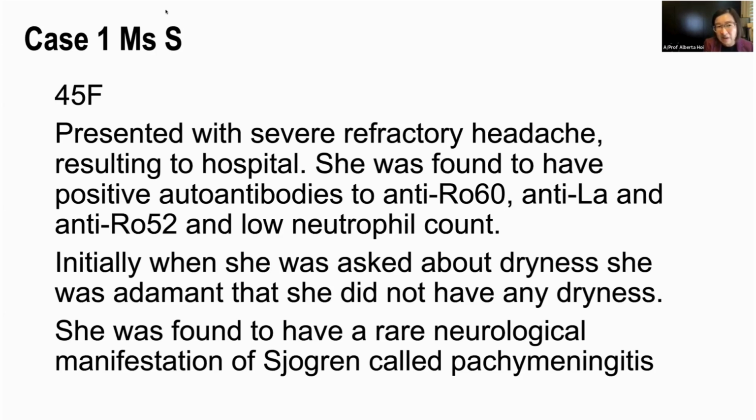So the first case, Miss S, is a 45-year-old lady who actually presented to hospital with quite severe refractory headache. And in the many workups that she had, she was found to have the autoantibodies anti-Ro, anti-La, anti-Ro 52, and also low neutrophil counts. And these are all fairly classic features of Sjogren's. When she was initially asked about the dryness, she was quite adamant that she did not have any dryness. It's not until we referred her on to have that properly assessed that it got confirmed. And she was found to have a very rare neurological manifestation called pachymeningitis.